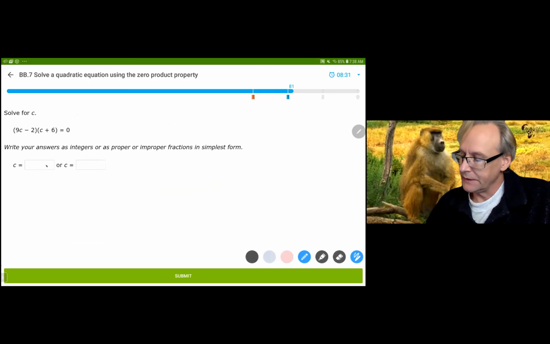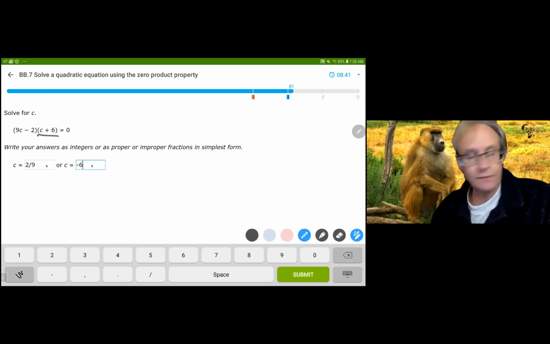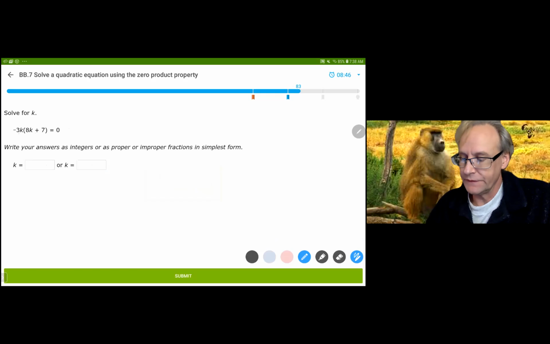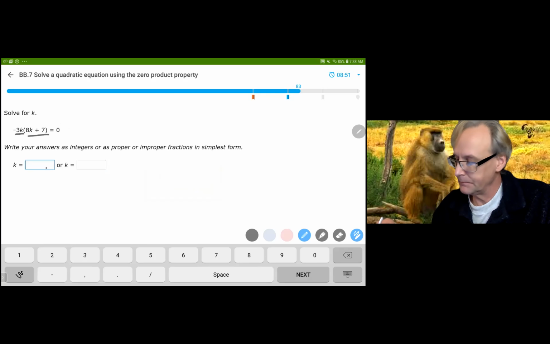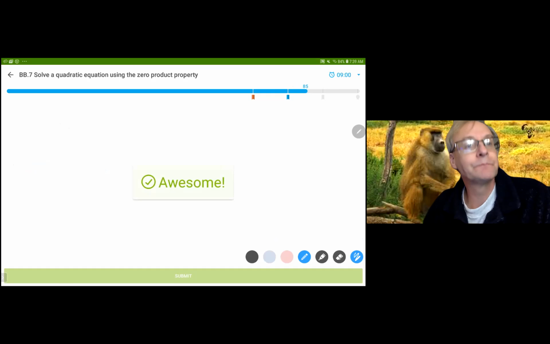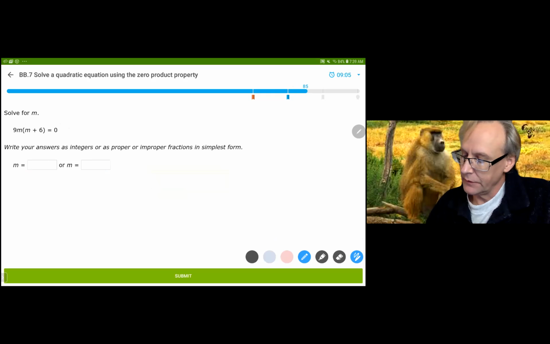Okay, looks like we have a 2/9. I added 2 and divided by 9. And -6. Those are my zeros. We'll call them roots this time. I divide by -3 and get 0, or -7/8. Those are my two roots, or my two solutions, or my two zeros. This is going to be 0 or -6.